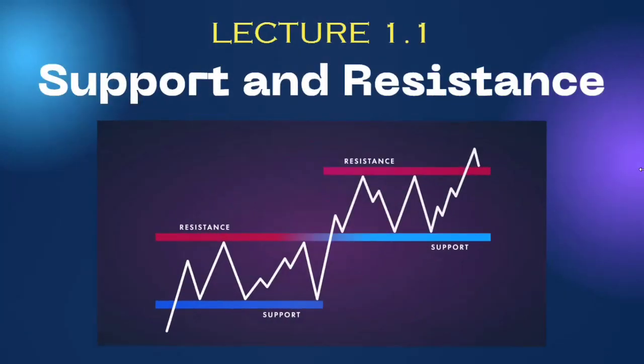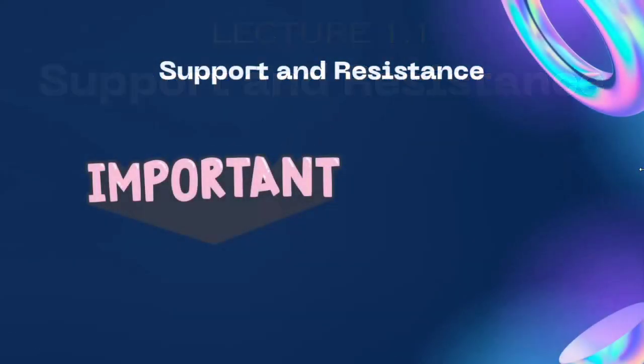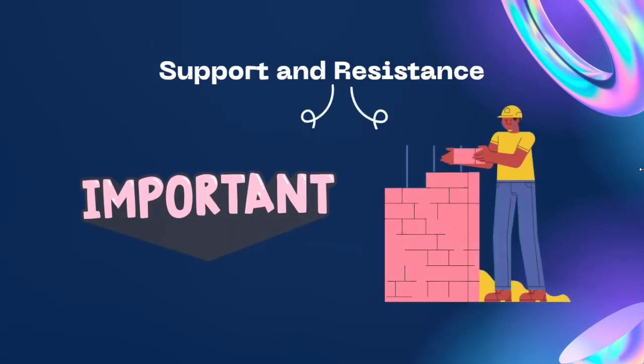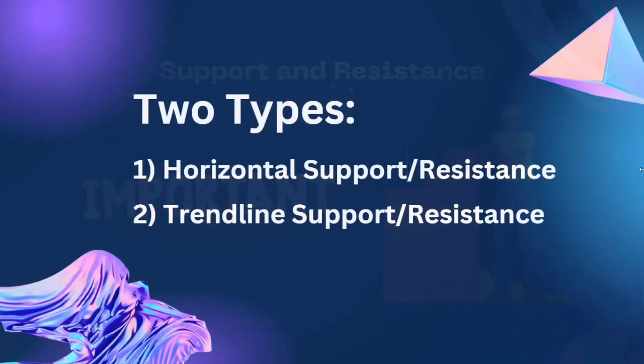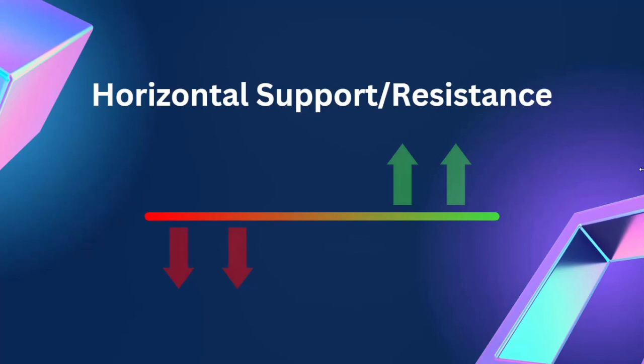In this video, we'll learn about support and resistance. Support and resistance is the most basic and important topic of technical analysis. Everything else is built on top of it. Support and resistance are of two types: horizontal support and resistance, and there is also trendline support and resistance. We'll take a look at horizontal SR in this video.